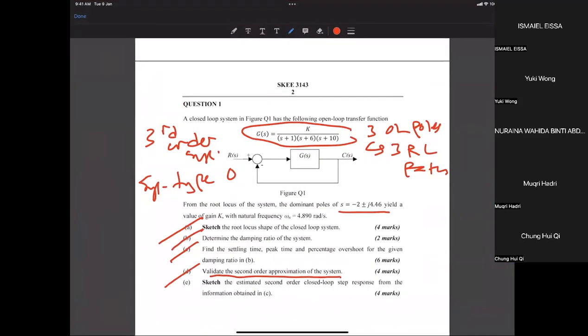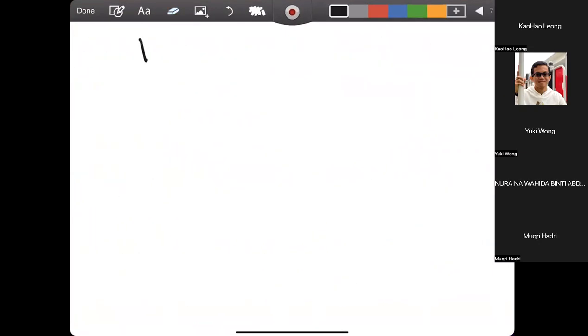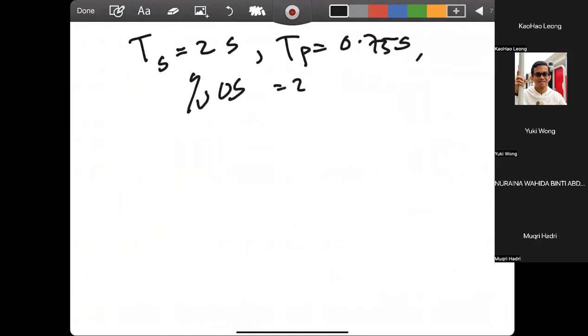And then sketch the estimated second order closed-loop step response from the information obtained in C. Okay, but we have to calculate the error first. So TS is 2 seconds. TP is 0.75 seconds. Overshoot is 24.5. Can you turn off your microphone, please? Thank you.